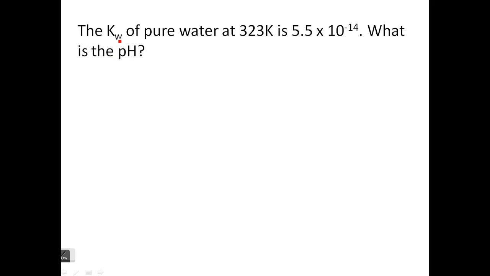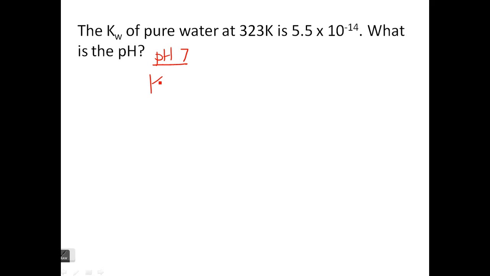So here's our example. The Kw of pure water at 323 K is 5.5 times 10 to the negative 14. What is the pH? So this question is asking you, what is the pH of pure water at 323 Kelvin? We learn, maybe in junior high school, that pure water is neutral and therefore it has a pH of 7. Well, that's not quite true, as we're going to have a look now.